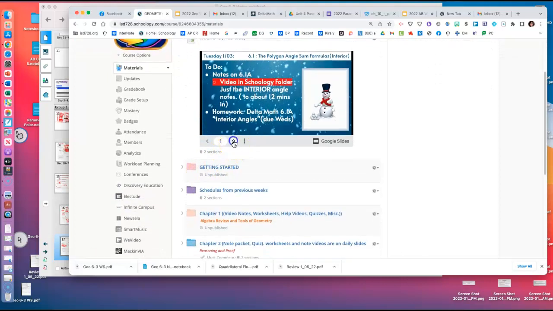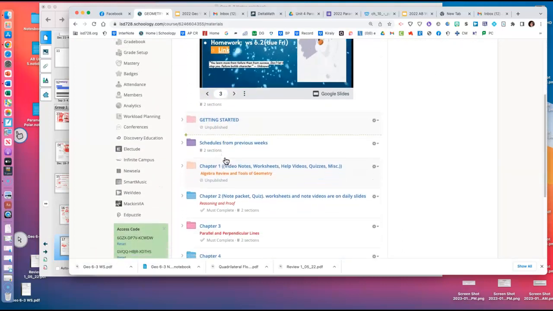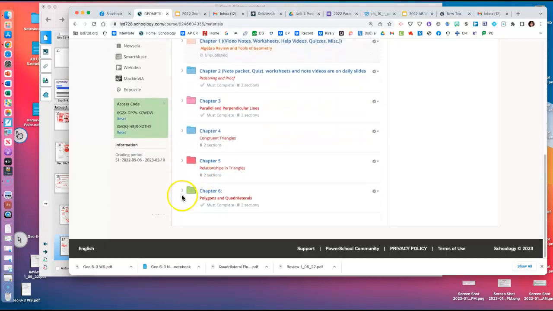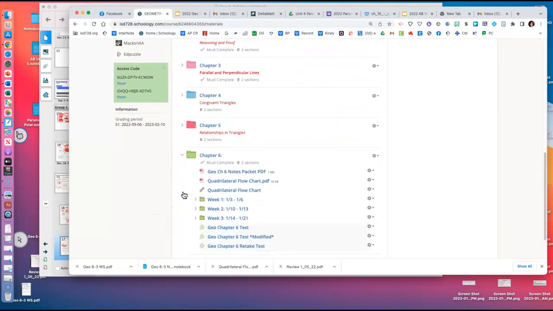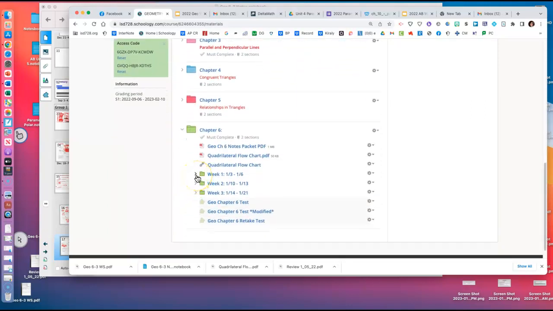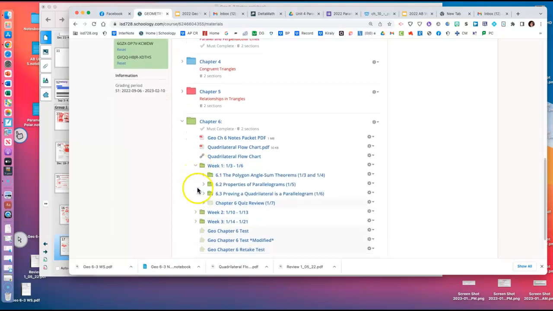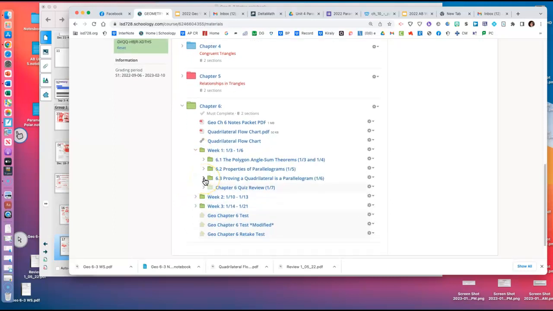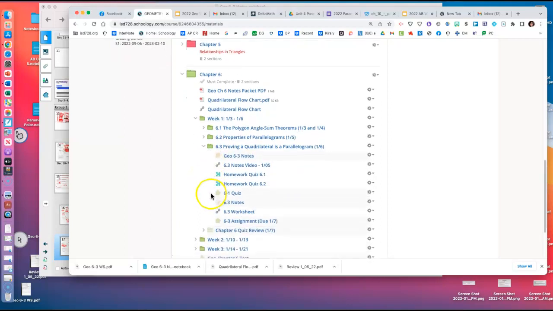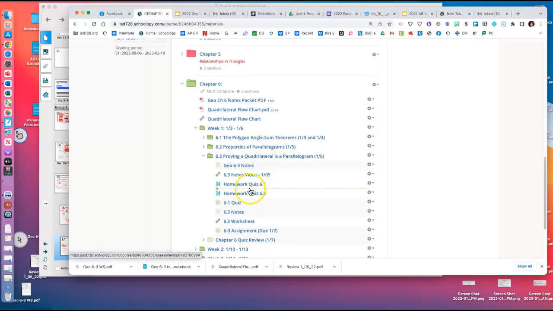We're going to ignore today's slide. And we're going to go down here to chapter 6. And we're going to go to week 1 because we're on the 6th. We just did 6-3, so you're going to click on that. And your actual homework is a 4-problem quiz on the first 2 sections because they're far more important than today's. You have to get 90% or better for it to go in my grade book.